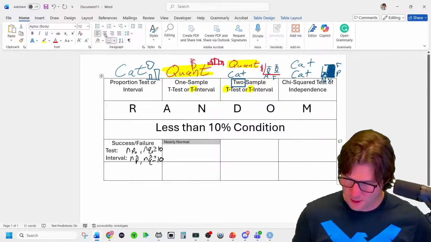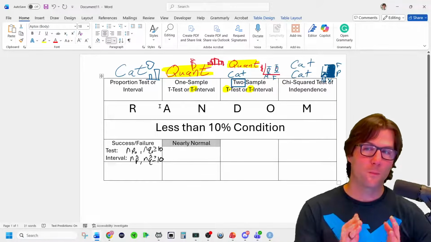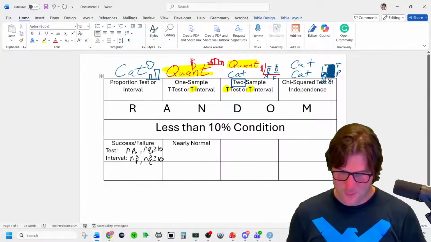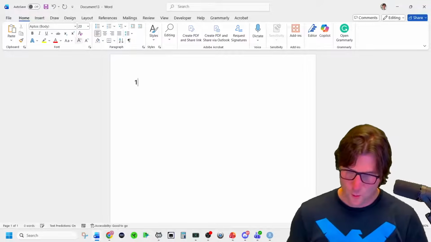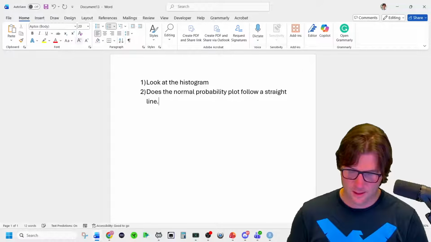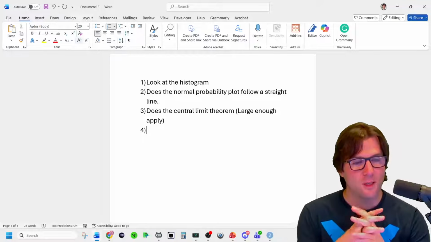When you talk about nearly normal, you're saying that it basically follows the normal curve. And there's a lot of ways to do this. One, look at the histogram. Two, does the normal probability plot follow a straight line? Three, does the central limit theorem apply, is the sample large enough? And I'm trying to think if there's anything else.